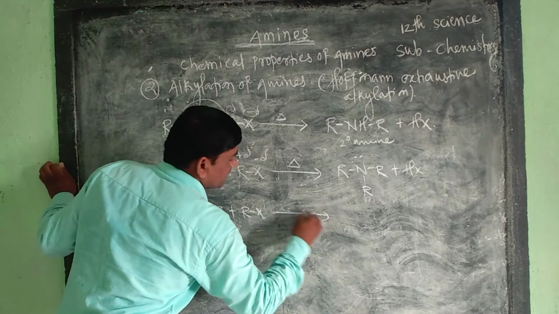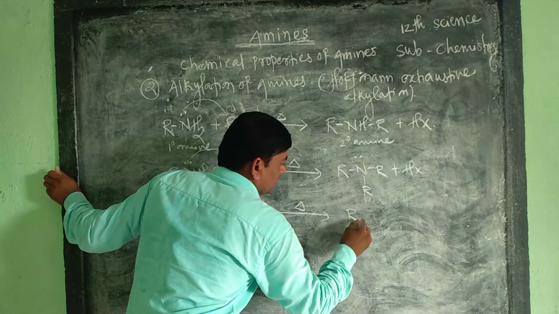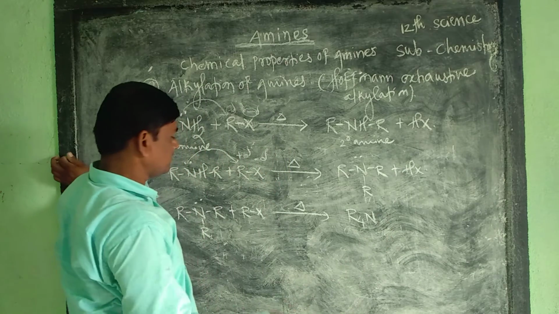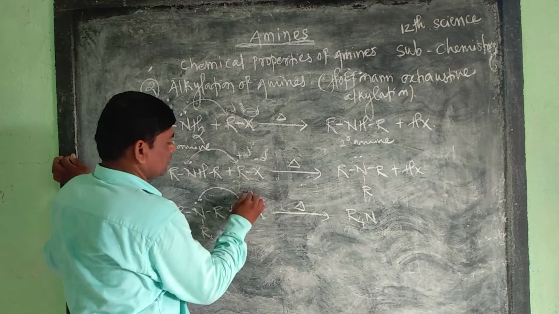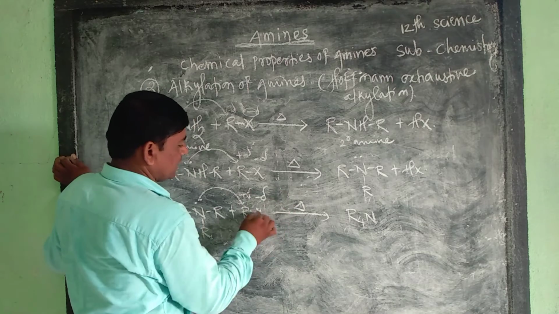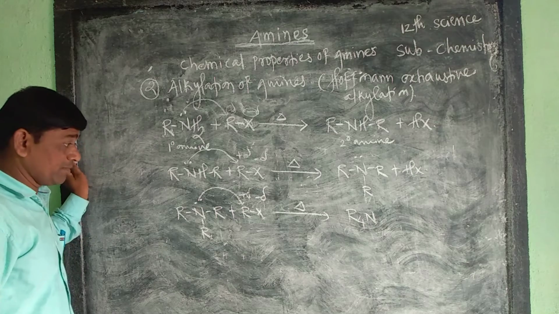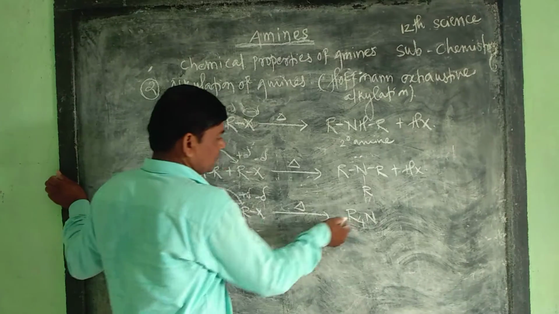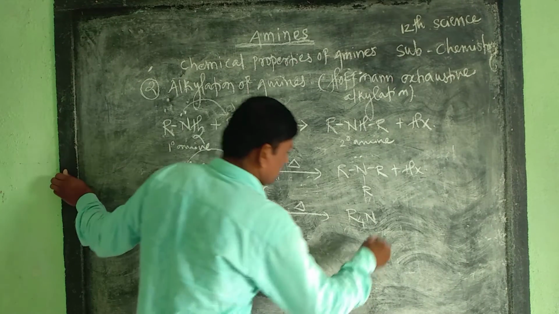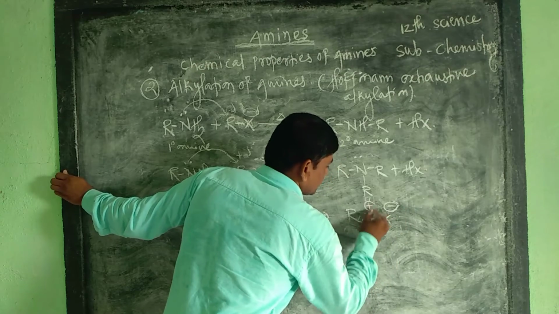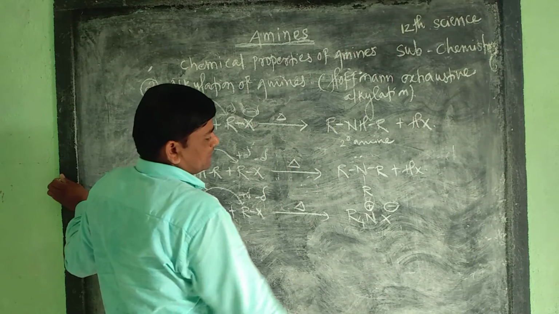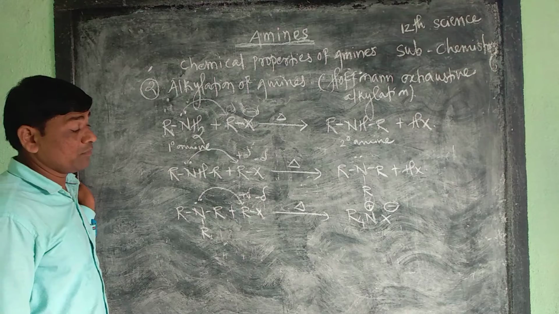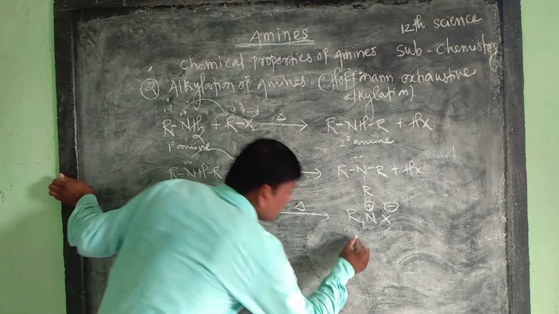RX, then it will use R4N, four times the alkyl group. It attacks on this alkyl group. This halogen will accept electrons towards itself because it is more electronegative than the alkyl group. That's why the four alkyl groups are attached to the nitrogen atom, and the halogen becomes negative and nitrogen carries the positive charge. This is known as a tetra-alkyl ammonium halide, and this tetra-alkyl ammonium halide is known as a quaternary ammonium salt.